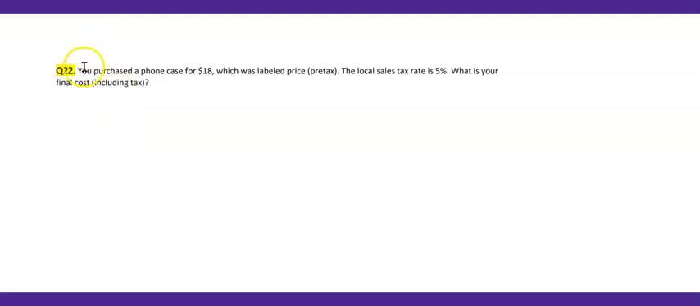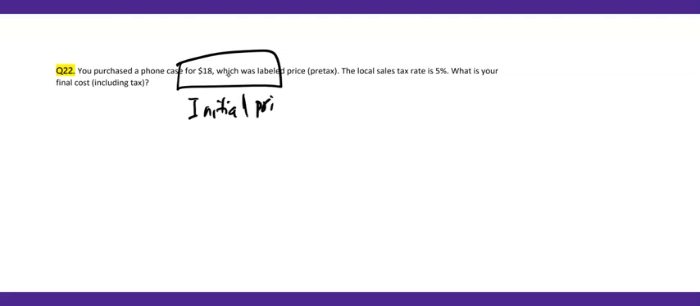Next question. You purchased a phone case for $18, which was the labeled pre-tax price. So $18 here is the pre-tax price, the initial price. The local sales tax is 5%. This is the tax rate, and you have to add 5% on the initial price. What is your cost including taxes? That's the final cost, the final price.